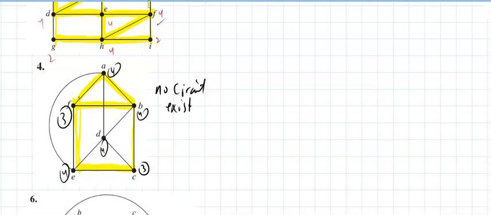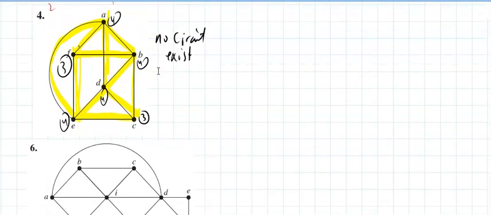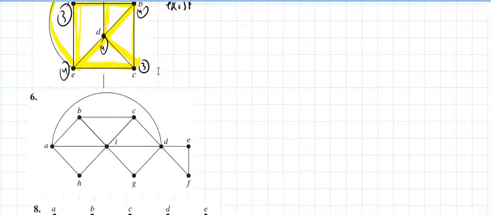Then to B. To D. BD. Let me think. To A, then from A all the way to E, E to D, and D back to C. So here, no circuit exists because I can't start at the same point and end at the same point.